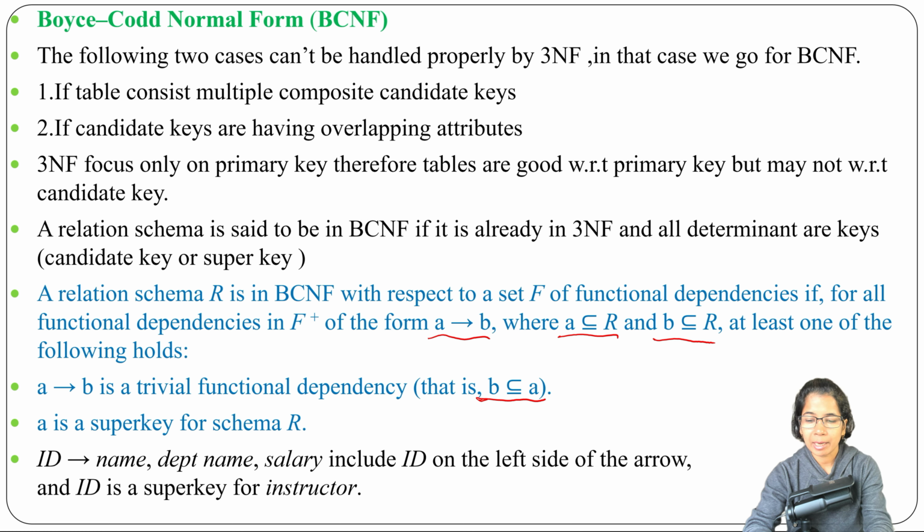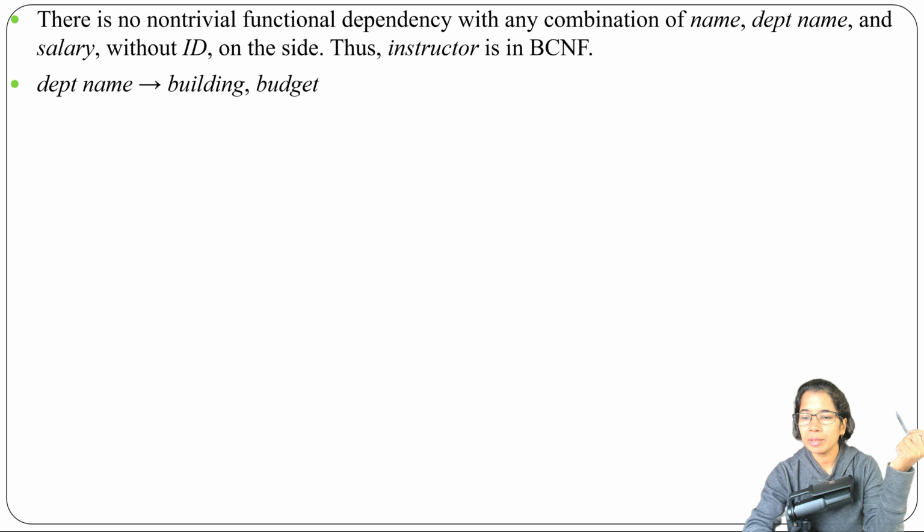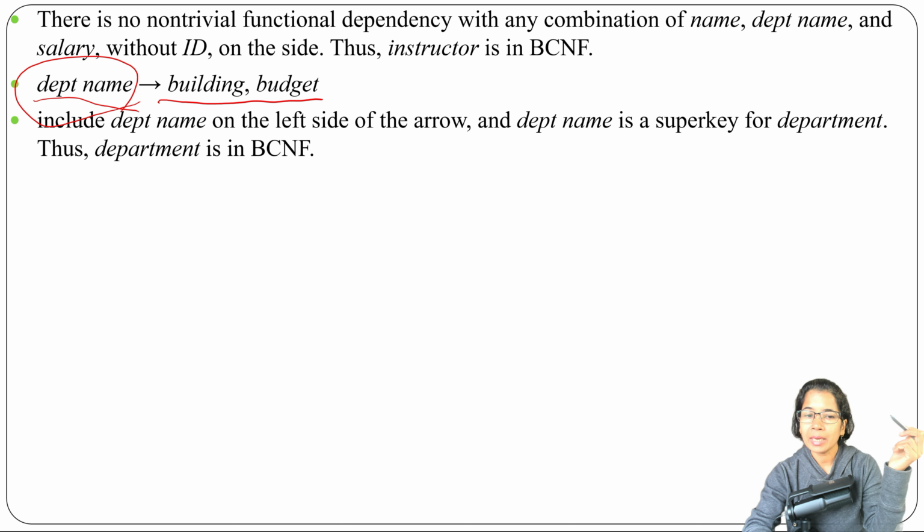Let's see one example. ID implies name, department name, salary. Here ID is a key in the instructor relation. So that's why it is in BCNF. Let's see another example. Department name implies building, budget. Here building and budget both are dependent on department name. Department name is the super key. That's why this is also in BCNF. So every determinant should be key. If every determinant is key, then that is in BCNF.